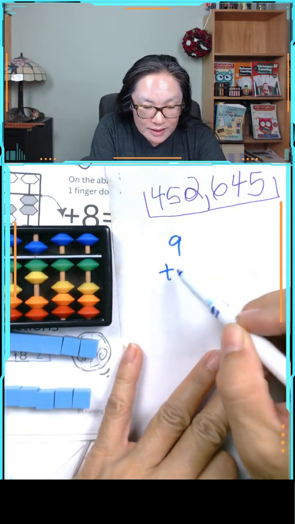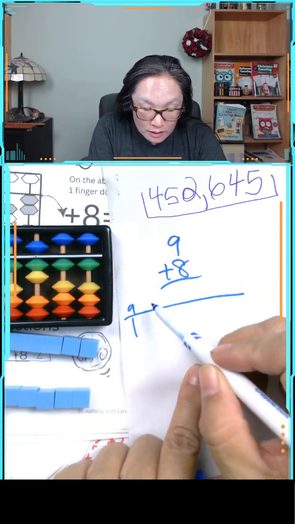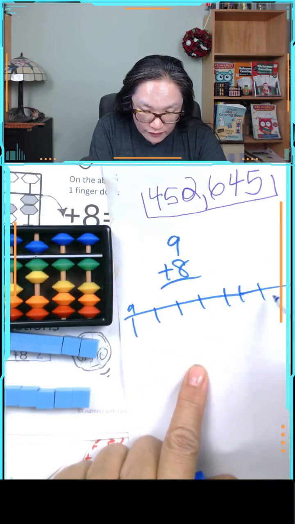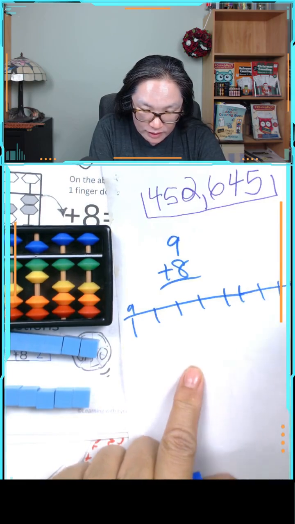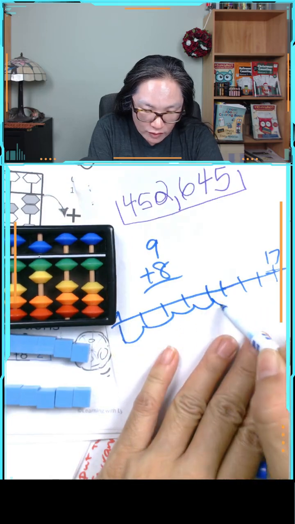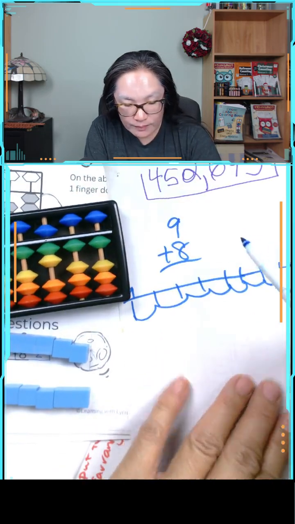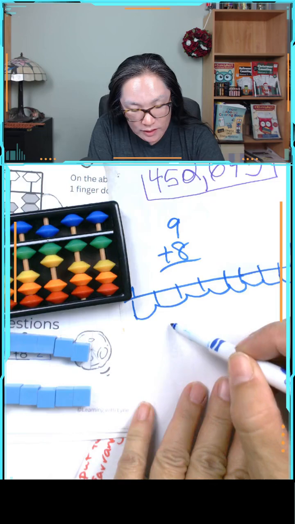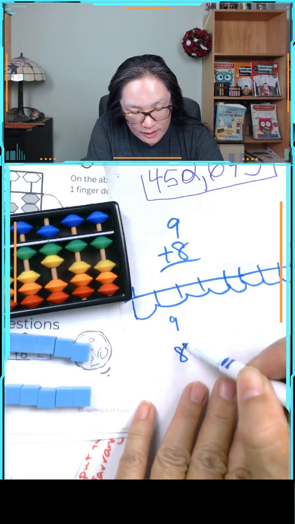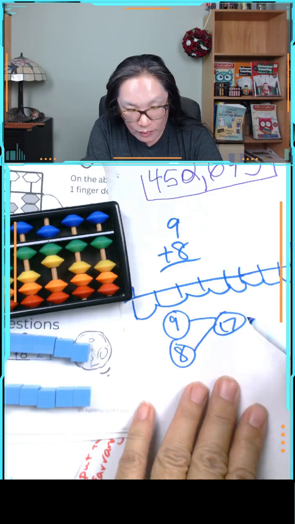We have 9 plus 8. 9, 10, 11, 12, 13, 14, 15, 16, 17. I think you have to count it, right? So this becomes 17. 1, 2, 3, 4, 5, 6, 7, 8. So you're counting up. That's what you're doing in mainstream. Or you have to memorize that 9 and 8 is equal to 17. But with the abacus, we don't need to memorize that.